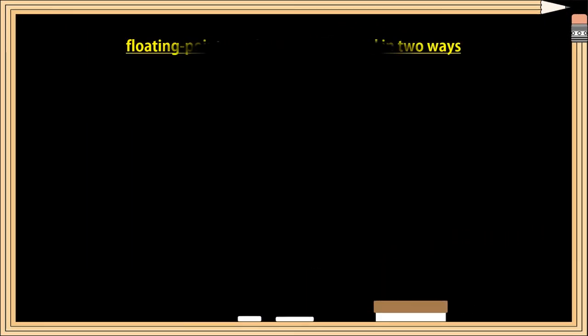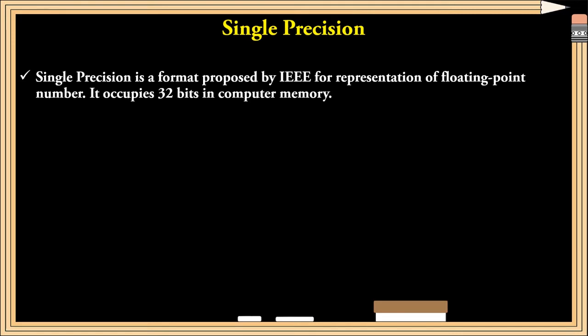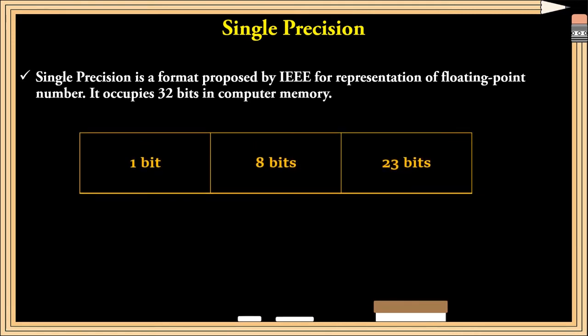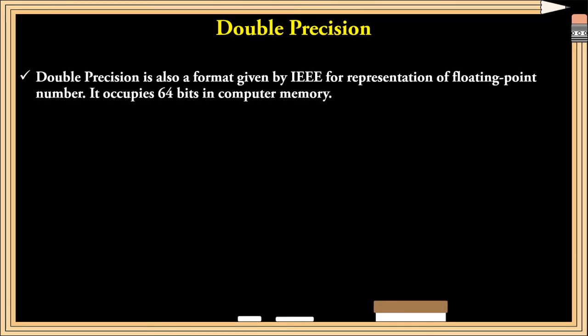Now, a floating point number can be represented in two ways. One is single precision and the other is double precision. Single precision is a format proposed by IEEE for the representation of floating point numbers. It occupies 32 bits in computer memory, where 1 bit is taken for the sign bit, 8 bits for the exponent and the mantissa part is 23 bits.